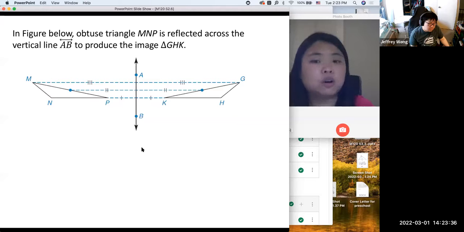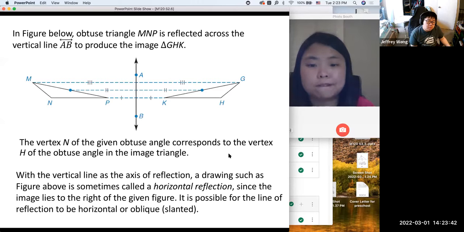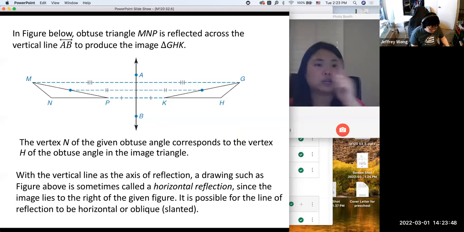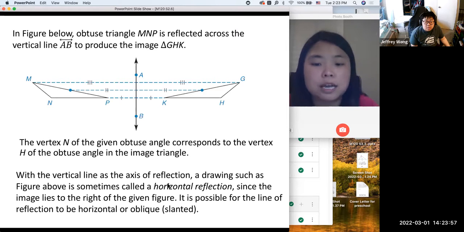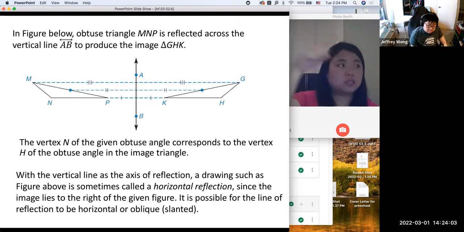Okay, reflect over the horizontal line in here. And we call this the horizontal reflection. Okay, horizontal reflection is going like this way. We could do the vertical reflection, which is going to look like this. And it can be slanted, going like that way. Okay, or like this way. You reflect it like this way.